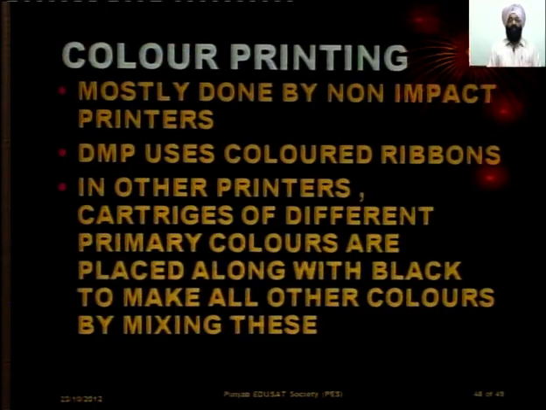For color printing, which is mostly done by non-impact printers, in the case of a dot matrix printer, colored ribbons are used, and in the case of other printers, cartridges of different primary colors are placed along with black to make all other colors by mixing these. Red, green, blue are the primary colors, and by mixing these primary colors, any other colors can be made.